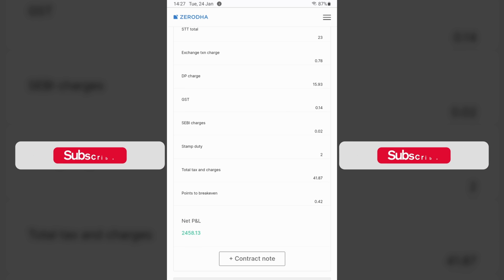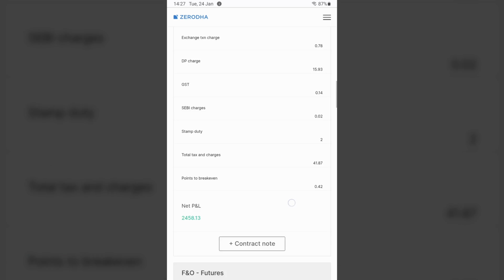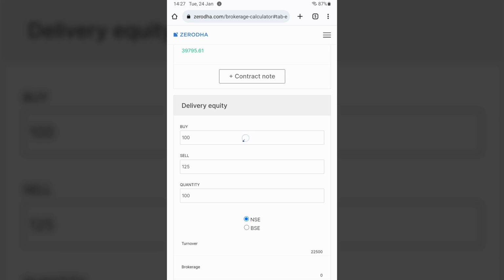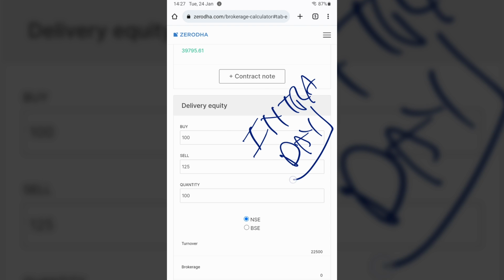So this is pretty much how the Indian market is. Just remember, when you are selling, you have DP charges. So your long term is pretty clear. Intraday becomes interesting, and let's understand, if you are doing intraday, what would be your charges. So let's quickly look at that as well.